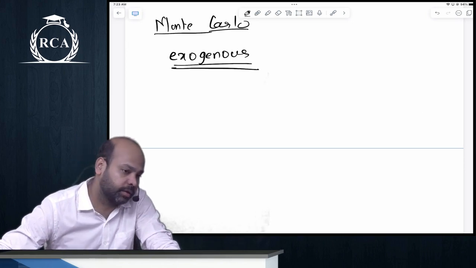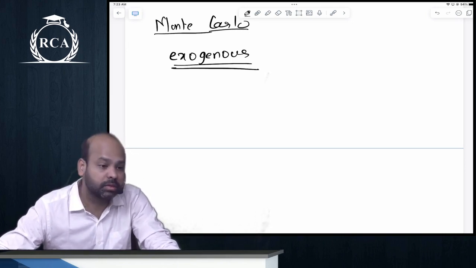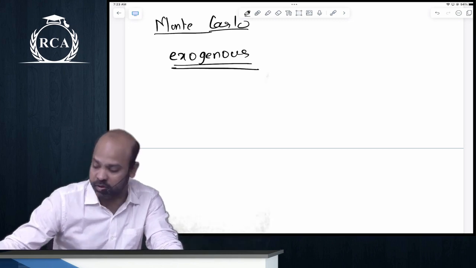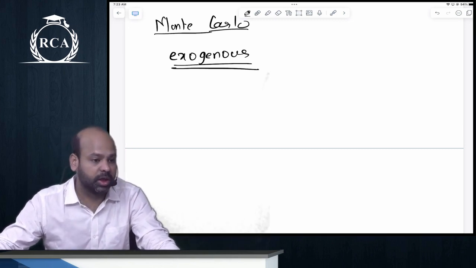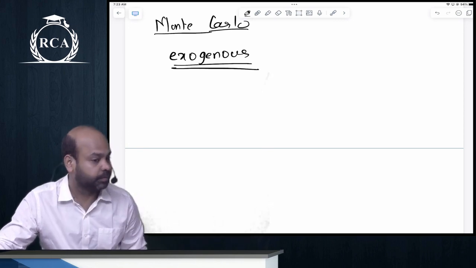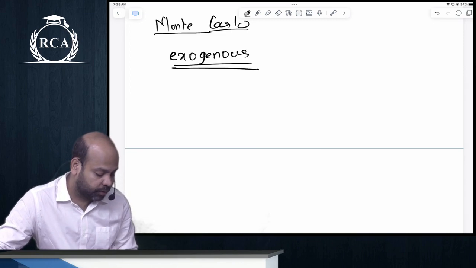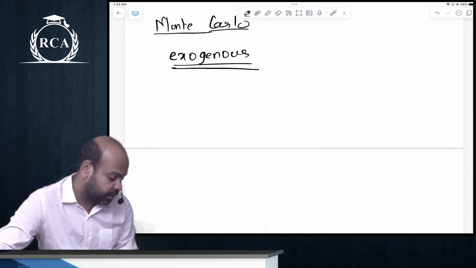Next point, guys: once you have assigned the random numbers, then what? Based on system generated random numbers, select the values of the exogenous variables.